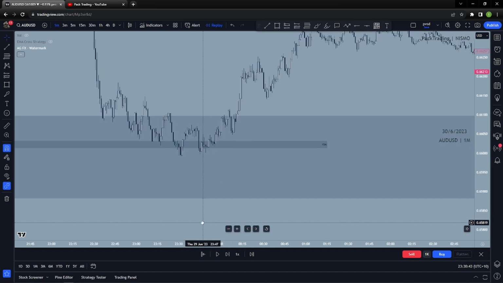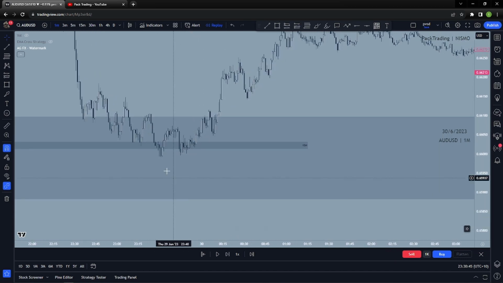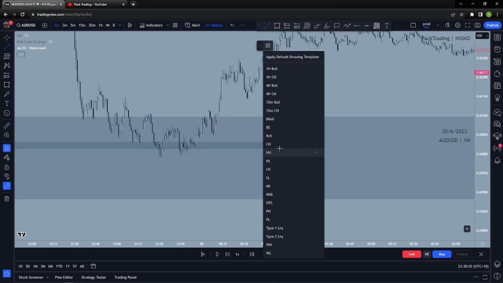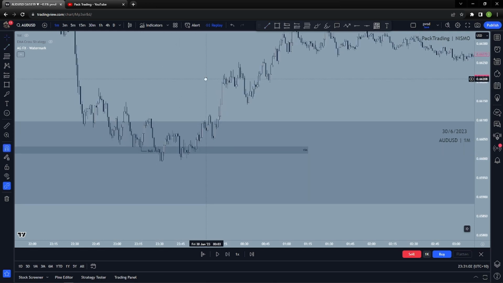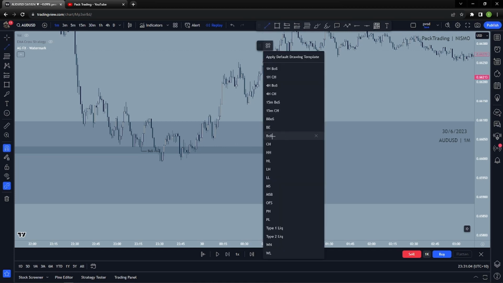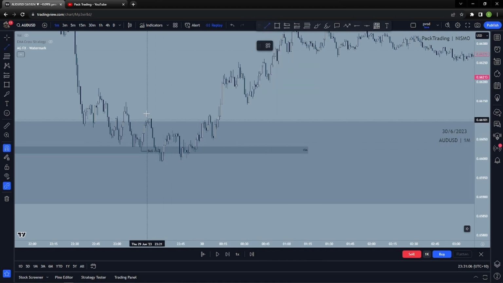Tapped on 1 minute. Okay, breaker structure on swing. So let's mark this out. So this is our breaker structure. Okay, and then you would mark this as your choch right here.